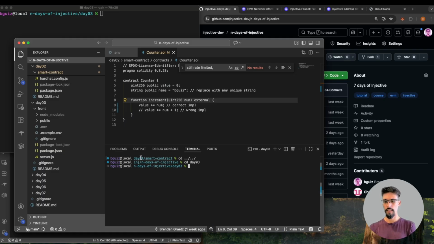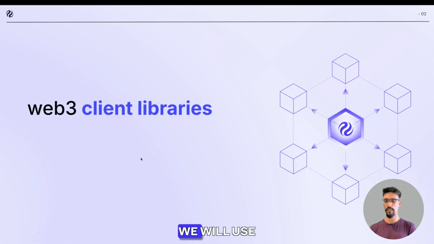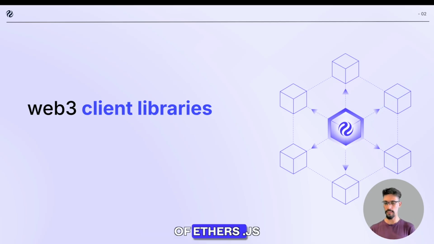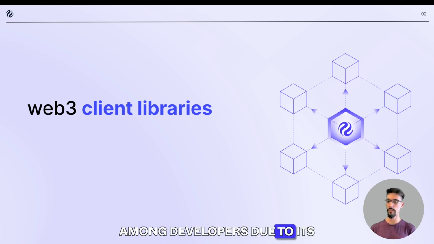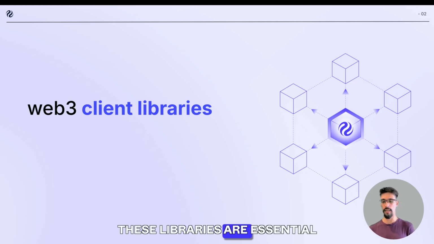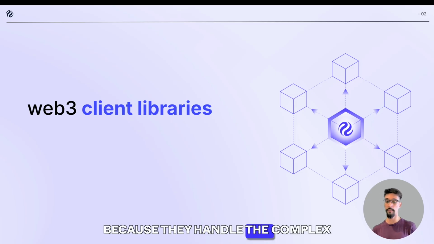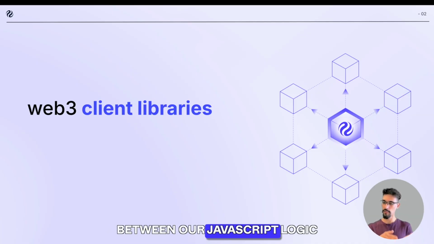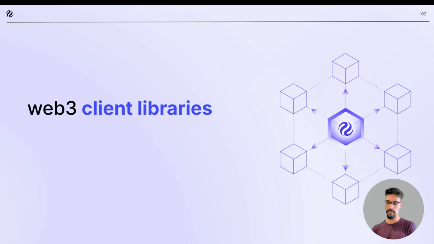Now, to talk to the blockchain from a web browser, we will use Web3 client libraries. So you may have heard of Ethers.js, which has been the standard for a long time. Today, however, we're going to be using viem. This is a newer, more lightweight library that's gaining a lot of traction among developers due to its performance and more intuitive developer experience. These libraries are essential because they handle the complex JSON RPC communication for us, and they also act as a bridge between our JavaScript logic in the dApp and the EVM wallet.